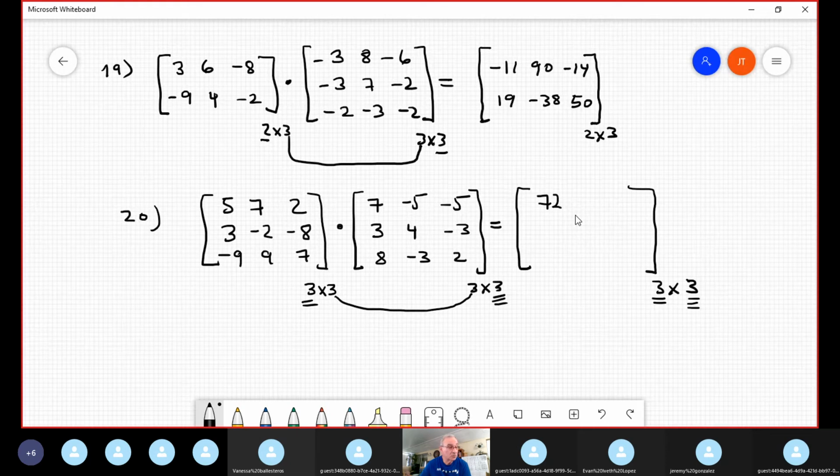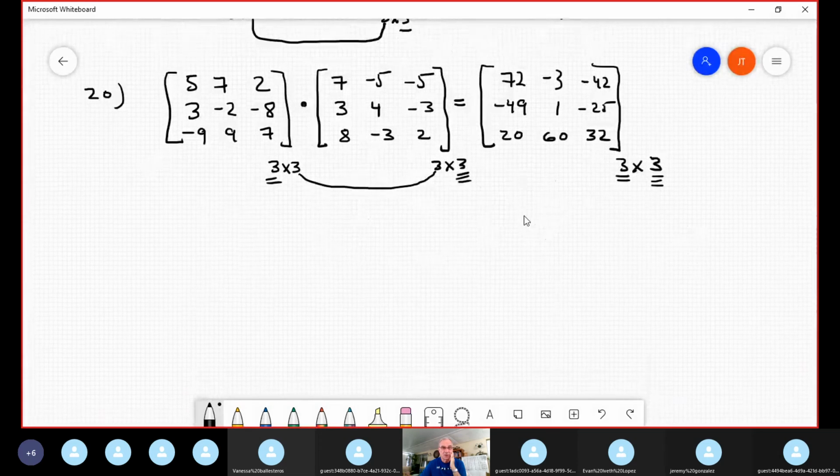72, minus 3, negative 42, negative 49, 1, and negative 25, 20, 60, and 32. So I encourage you, when you study, to do this verification of the answer. It's the same, but it's a too long process, consuming time, but it's no big deal.